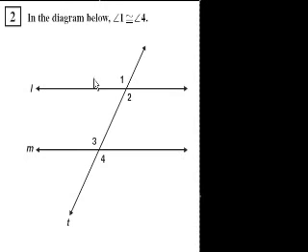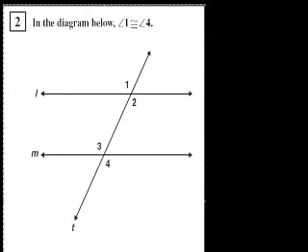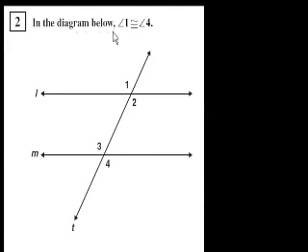Okay, let me copy and paste the whole thing. This copy and paste is essential with these geometry problems. We'll have to redraw everything. Okay, in the diagram below, angle 1, and this symbol right here, you should learn, means congruent. When you say two angles are congruent, in this case they're saying angle 1 is congruent to angle 4, that means that they have the same angle measure.